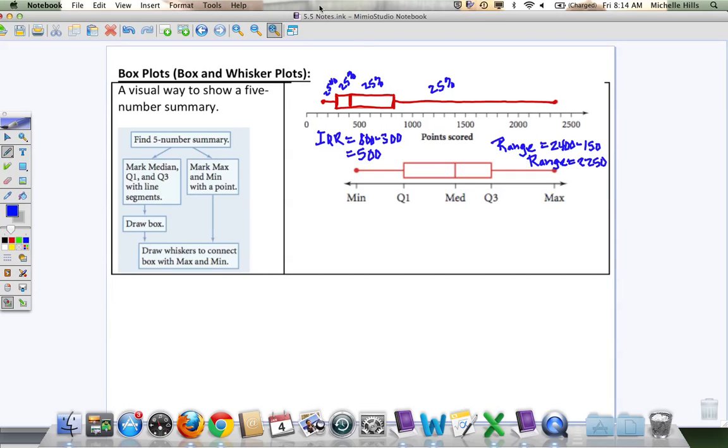Now what I'd like for you to do before you come to class is to look at those problems on the bottom of your page with the two box plots and see if you can answer those questions.